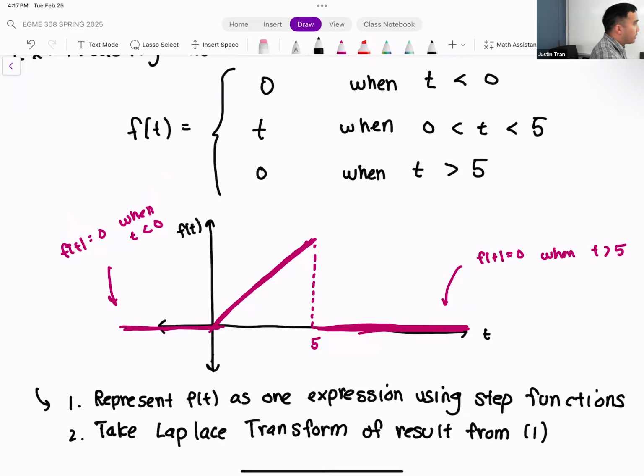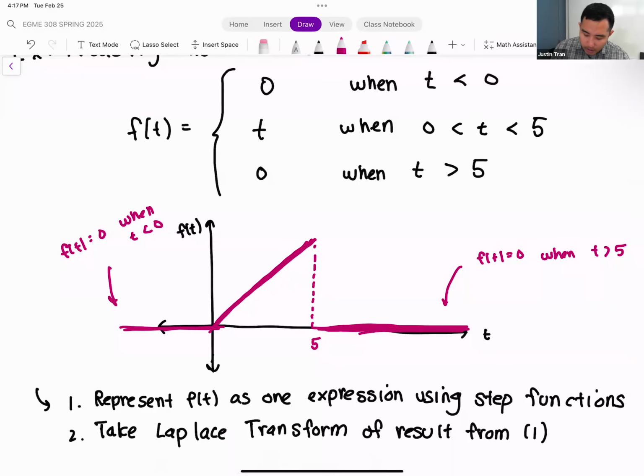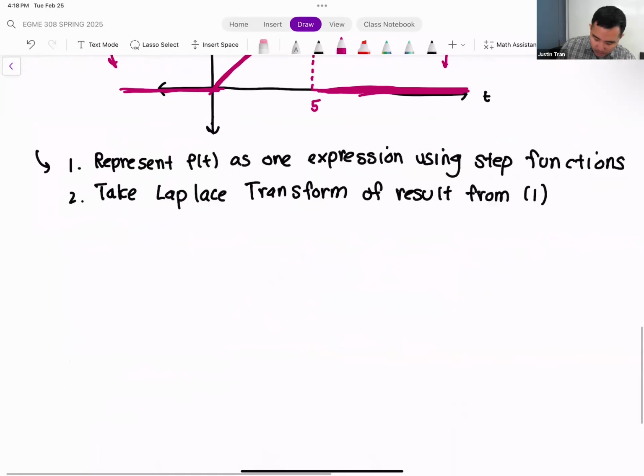All right, any questions on the setup for this example here? Okay, good. All right, so let's go ahead and do this. For this problem, we have a fairly simple case. The function is really only active in this small window right here. Let's just focus on that, because outside of this window, f of t is just going to be equal to 0, so we don't need to consider it. Okay, so let's do part 1.